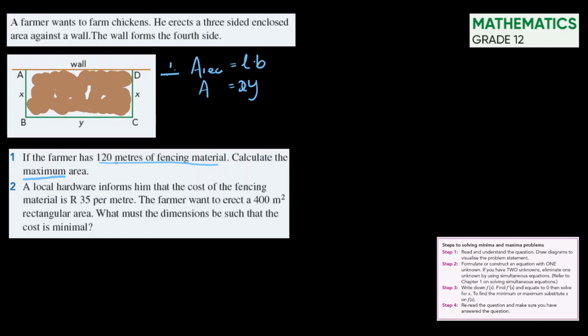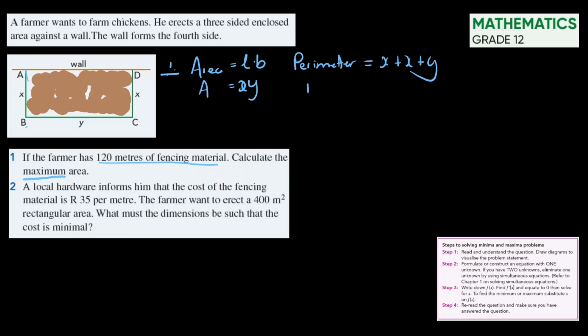They told us that the length of the fencing material, meaning that if you were to use the fencing material from A to B, B to C, C to D, it will be 120. We know that concept to be the perimeter, because it goes around the edge. So the total perimeter will be x plus y, because we add all the sides. Remember, we don't add the wall because the wall was always there.